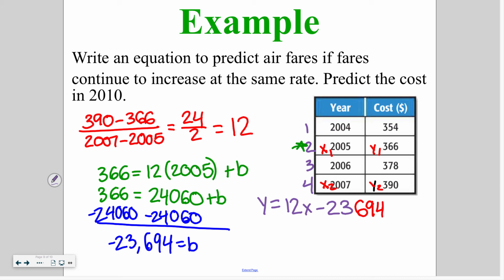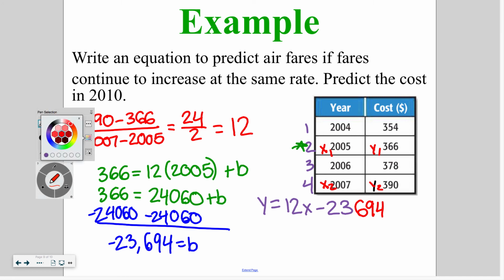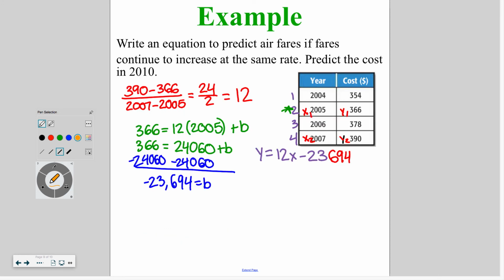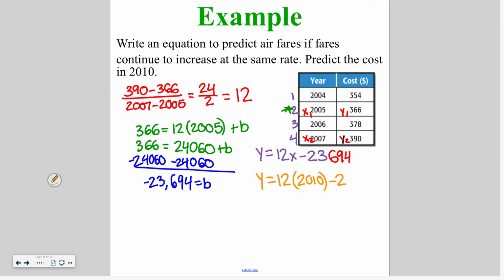23,694. The last part of this question was to predict the cost for 2010. So we're going to use this equation, and in the place of x, we're going to plug in 2010. So we get y is equal to 12 times 2010 minus 23,694. You are going to multiply 12 times 2010 first, and then subtract that value, and you end up with a final answer of $426.